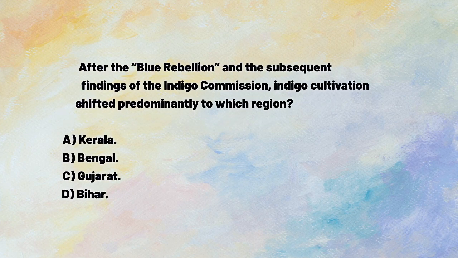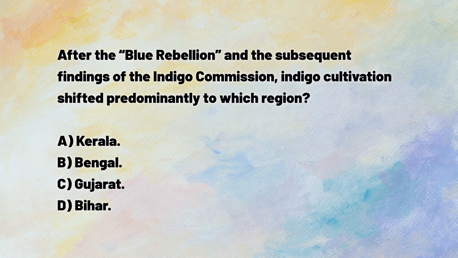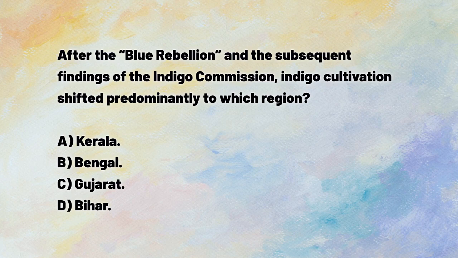Bengal. After the Blue Rebellion and the subsequent findings of the Indigo Commission, indigo cultivation shifted predominantly to which region? A. Kerala. B. Bengal. C. Gujarat. D. Bihar. Answer: D.